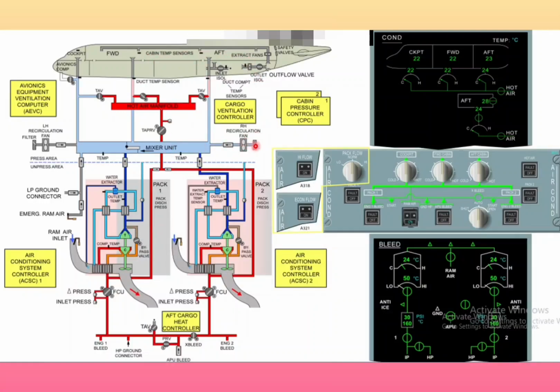So the mixer unit also utilizes the cabin air through the recirculation filter, the recirculation fan, and the relevant filter and check valve. This will reduce the bleed demand, because we are using the same cabin air from underfloor and it will mix into the mixer unit through the recirculation fan. So this will reduce the bleed demand.